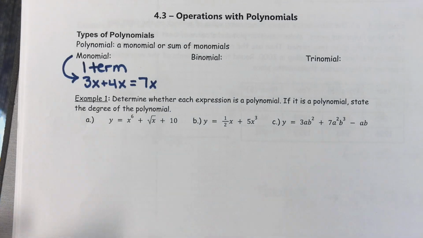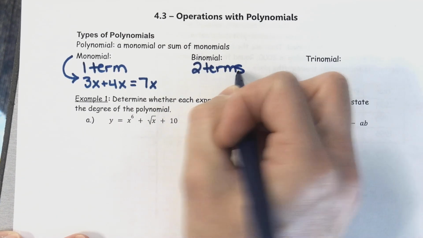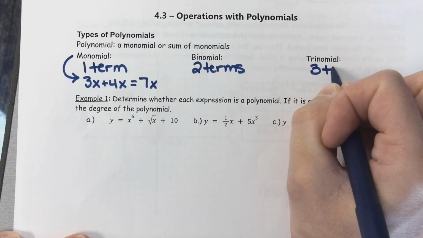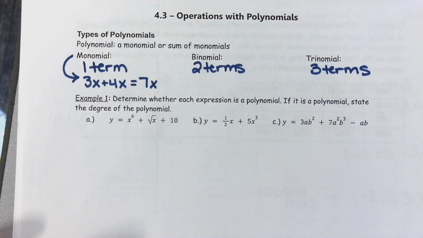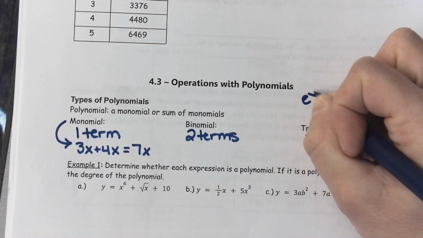So how many terms do you think for a binomial? 2 terms. And then trinomial? 3 terms. So often when we go about naming things, we give things 2 names, kind of like you have a first and a last name. So typically when we go through to name stuff, we're going to name it not only based on the number of terms, but also the degree. So let me show you an example of what I mean by that.